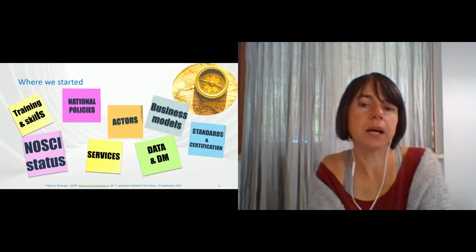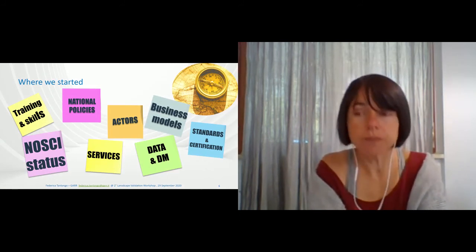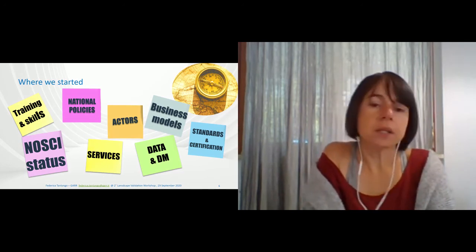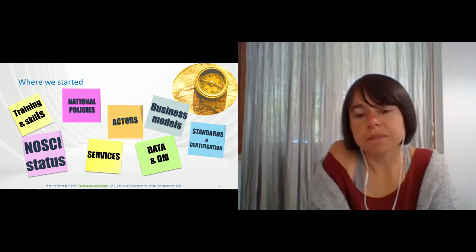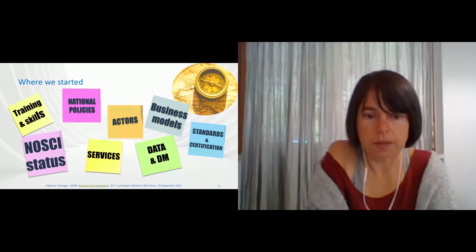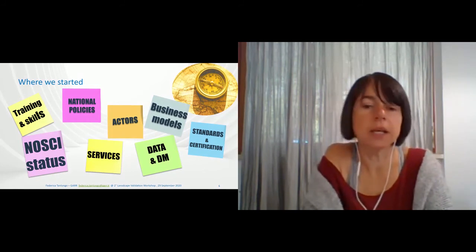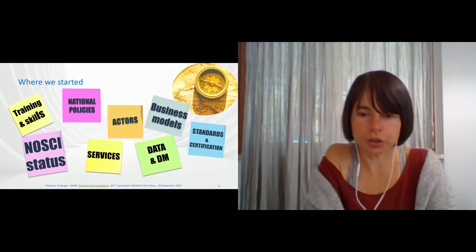The main point was to monitor how the National Open Science Initiatives in the countries were doing, and at what point they were. So we decided on macro areas: training and skills, national policies, the stakeholders, the business models, the services, the standards, and we saw that we had quite a lot to monitor.